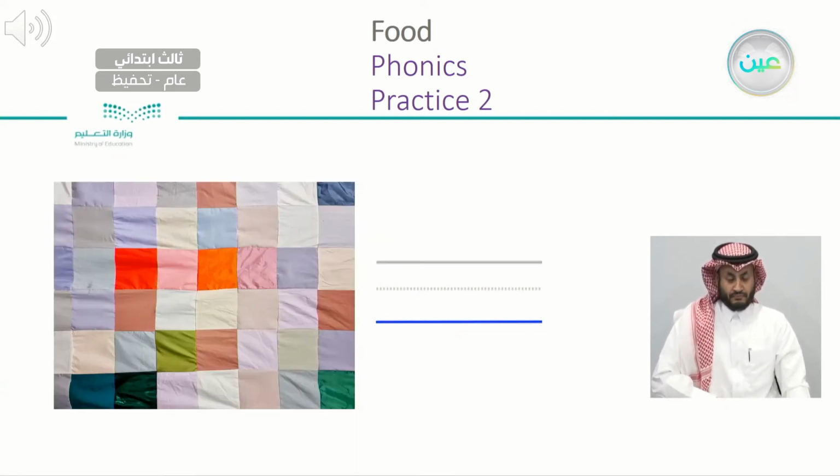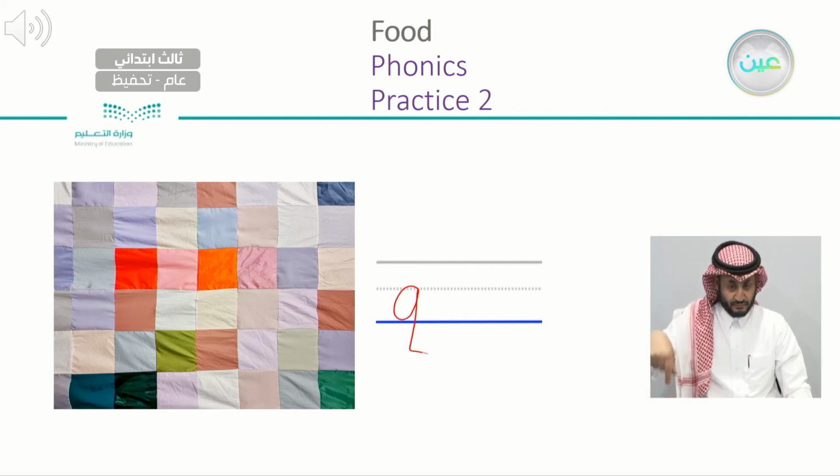Number 5. Quilt. K. Remember, we said that a Q always has a U. Excellent. We have another I. Is it long or short? Yes, the I in quilt is short.